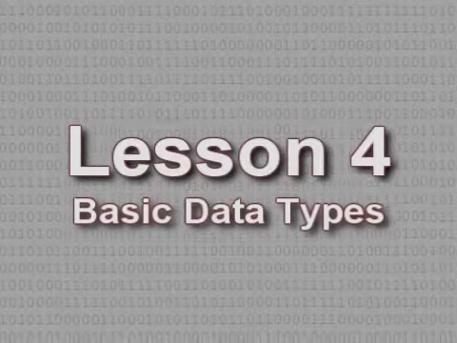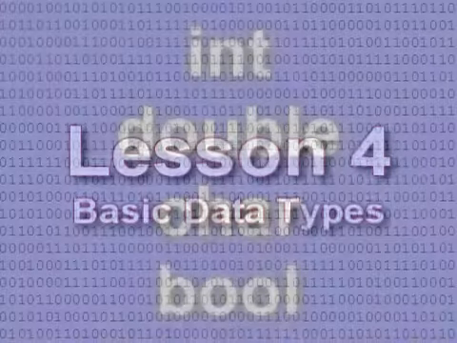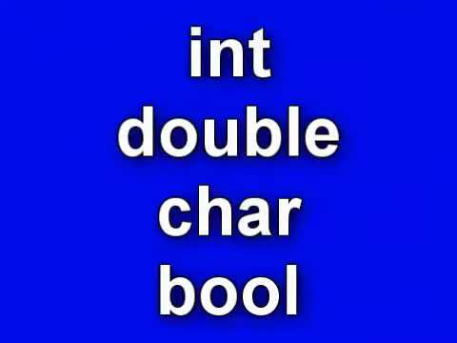Lesson 4. Basic data types. There are many data types in C++, but we will cover only 4 of the most commonly used types here. These types are the int, double, char, and bool.